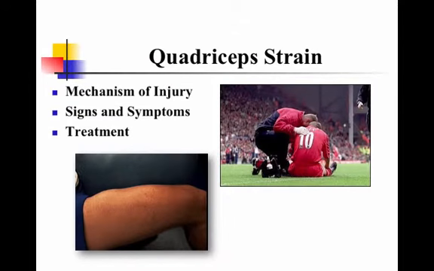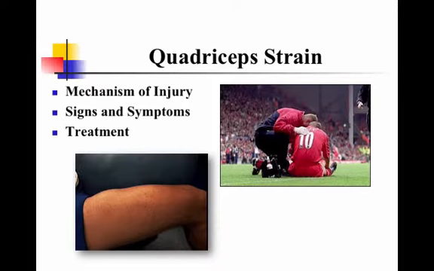Slide 6. A quadriceps strain occurs because of a forceful contraction of the hip and knee into flexion while the hip is extended. It can also happen in the opposite direction, with the quadriceps being overstretched while the hip is in extension and the knee is flexed. The signs and symptoms are similar to a quadriceps contusion.